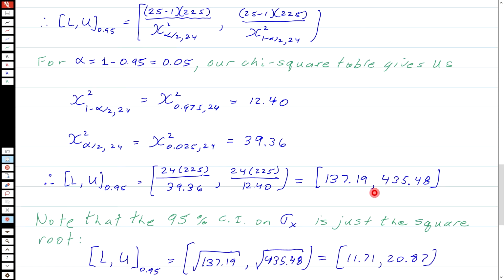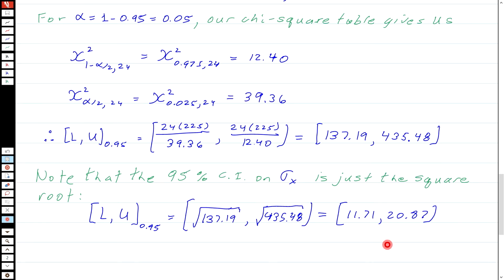If I wanted the confidence interval on the standard deviation, all I have to do is take the square root of these two numbers. So the 95% confidence interval on sigma x is just the square root of this thing here. And that's basically 11 to 20. So now this changes by about a factor of 2. And that's more intuitively understandable.